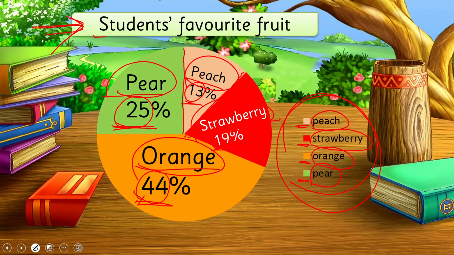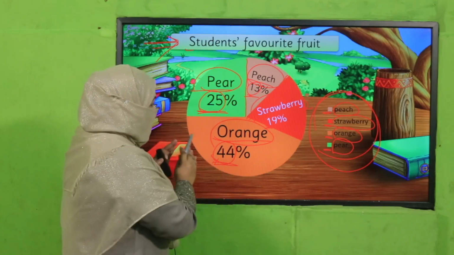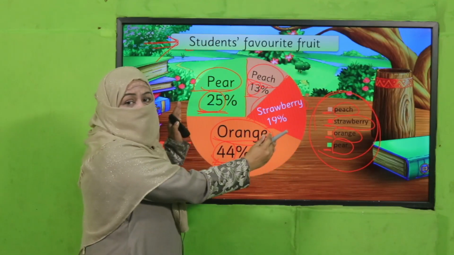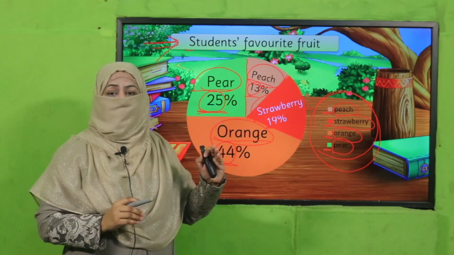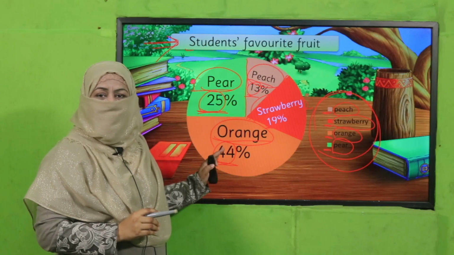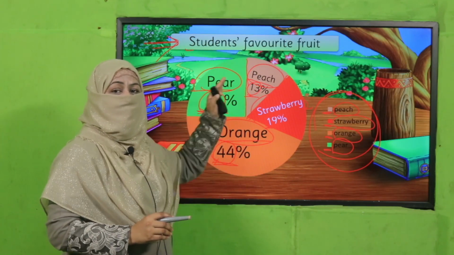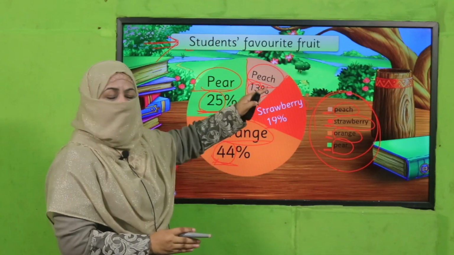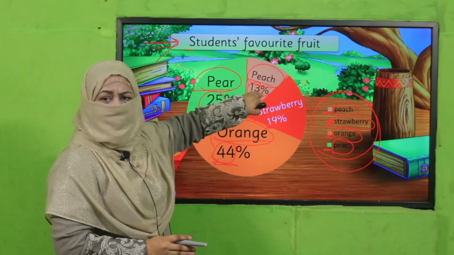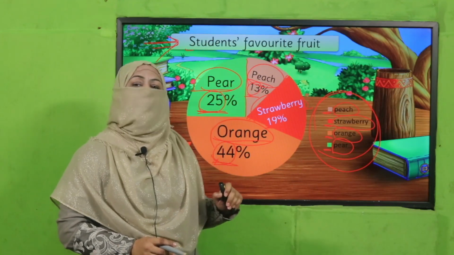If I ask you which fruit maximum students like, the biggest pie is representing the fruit which is most liked. And which one is that? Orange. And which one is least liked out of these fruits? The smallest pie will show that, and that is peach. You see? So this is how we read information in this pie chart.